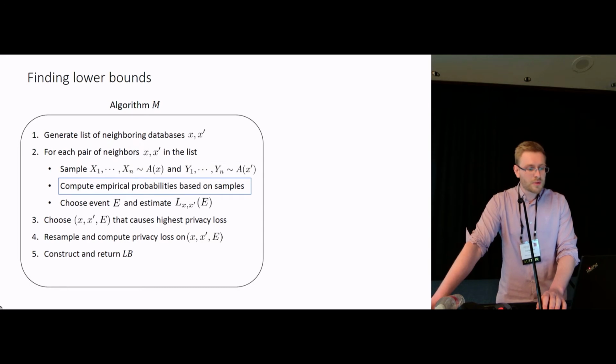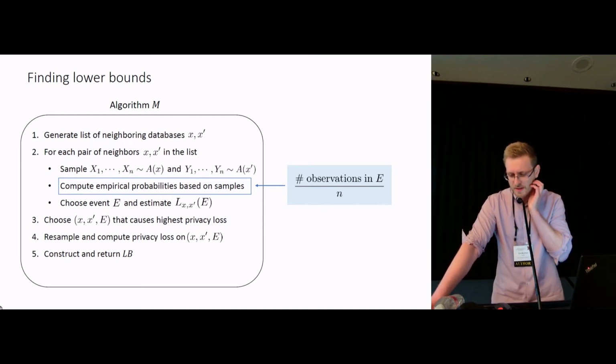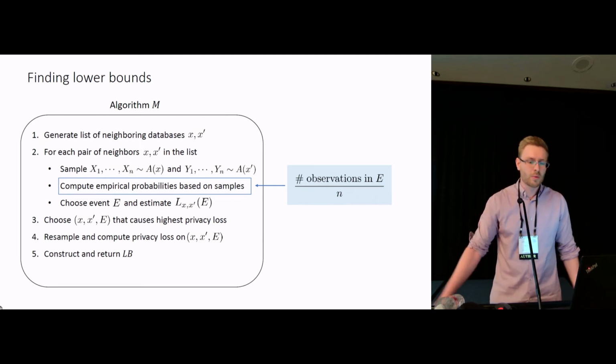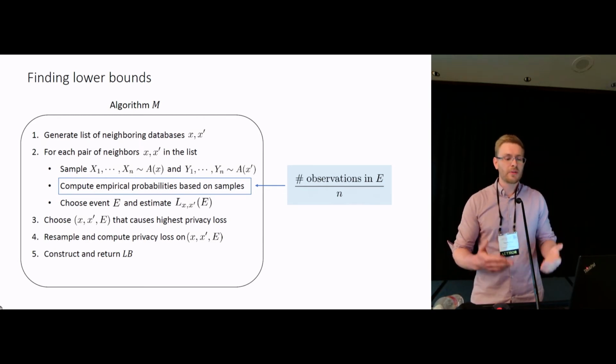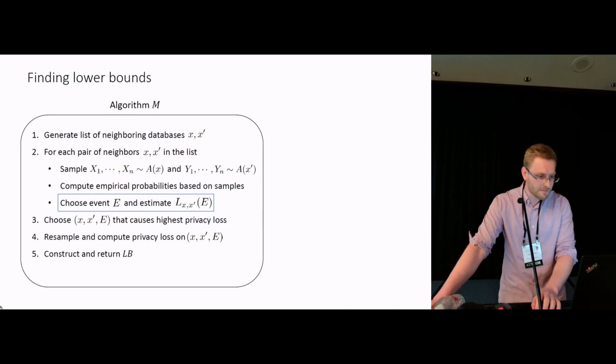You have to compute empirical probabilities. Notice that L_x,x' involves probabilities. And people use these empirical probabilities most of the time. They are quite straightforward. You count the number of x's which are in E, and you divide by the total number. This is the empirical probability.